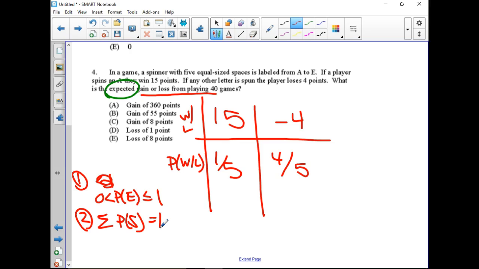That has nothing to do with the question right now, but I think it's important to know when you're dealing with a probability distribution. This problem is dealing with a probability distribution, and another thing you can do with a probability distribution is find the expected value.